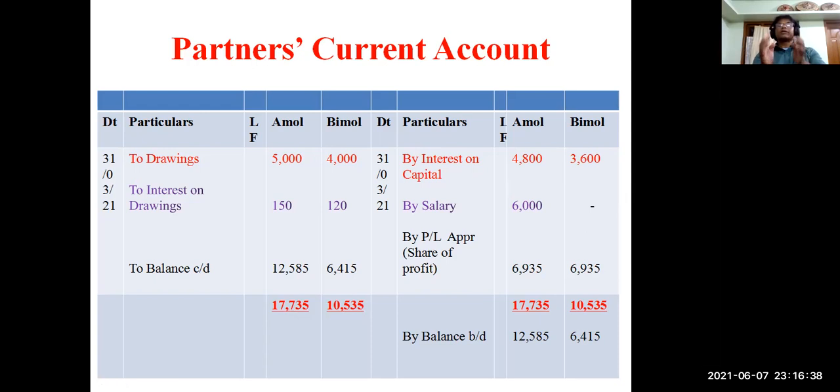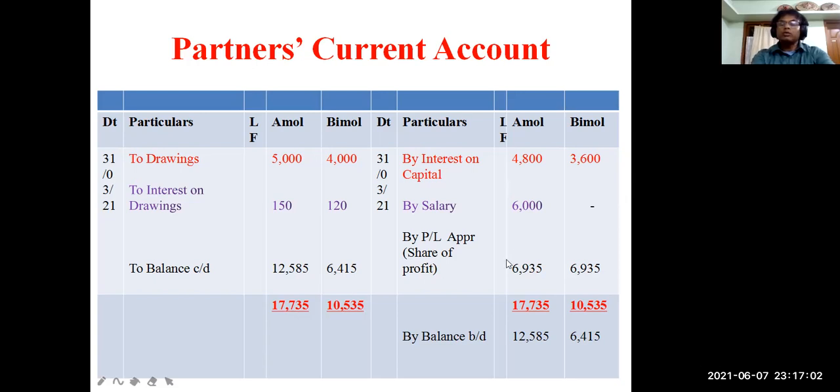Means partners' gains will be coming to the credit side, and partners' expenses, losses, etc., will be coming to the debit side. That we remember. Then see, by salary, only Omol's salary. So in Omol's current account, you have written salary. This side you are not writing. And then the profit.